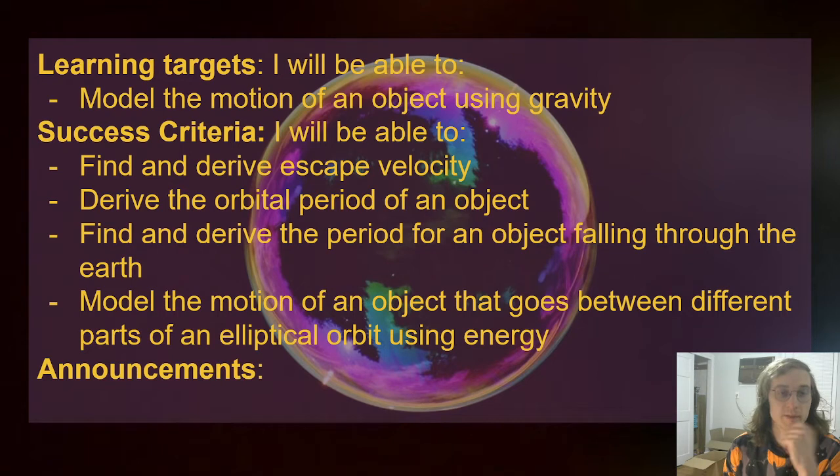Ideally, by the end of this, you should be able to find and derive escape velocities, derive the orbital period of an object, find and derive the period for an object that's falling through the Earth, which is a weird statement, and model the motion of an object that goes between different paths on an orbit using energy, going up or down to different orbits.